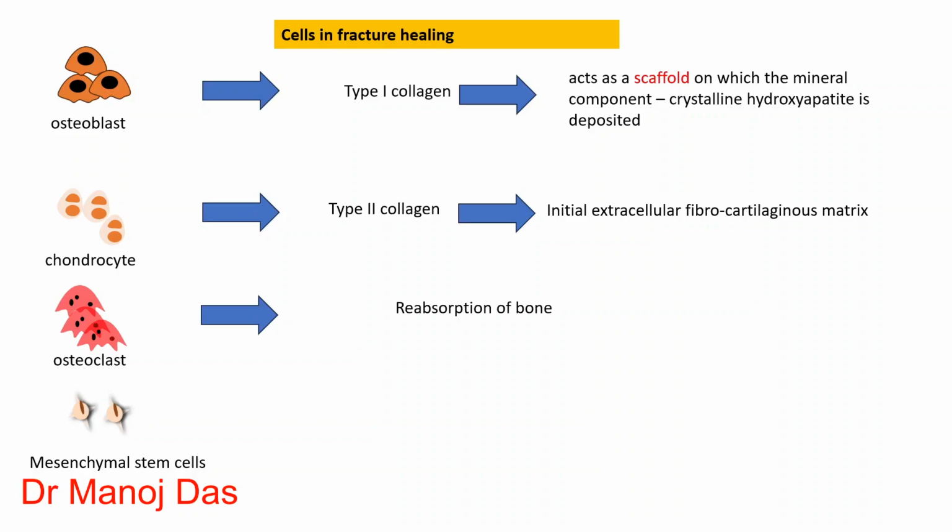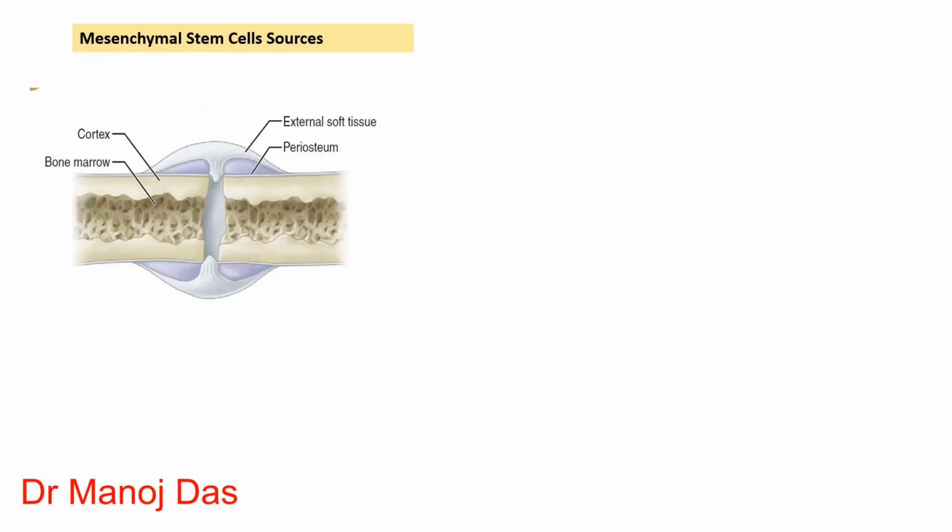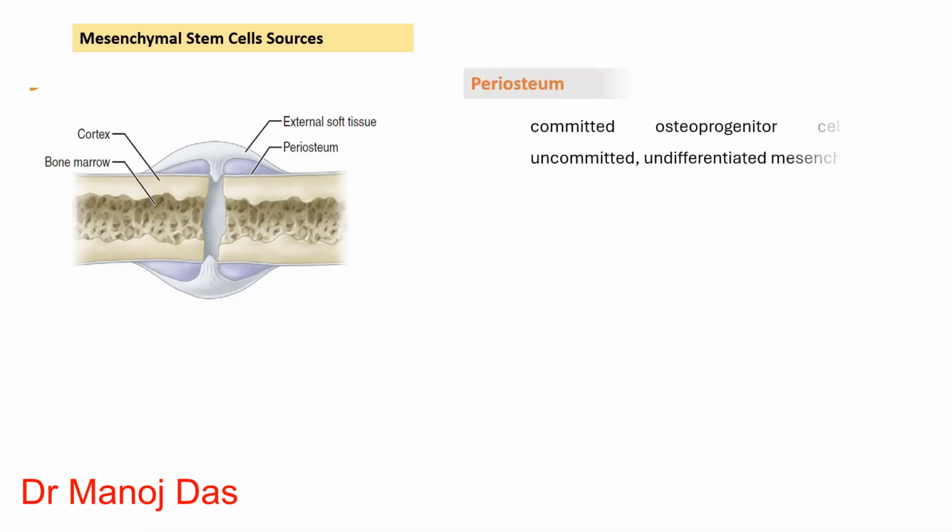Now another important cell is the mesenchymal stem cell. This can differentiate into different cells like osteoblast, chondroblast and fibroblast. Now what is the source of the mesenchymal stem cells? Mesenchymal stem cells can arise from the periosteum, endosteum and the medullary cavity. Among these, the most important source is the periosteum.